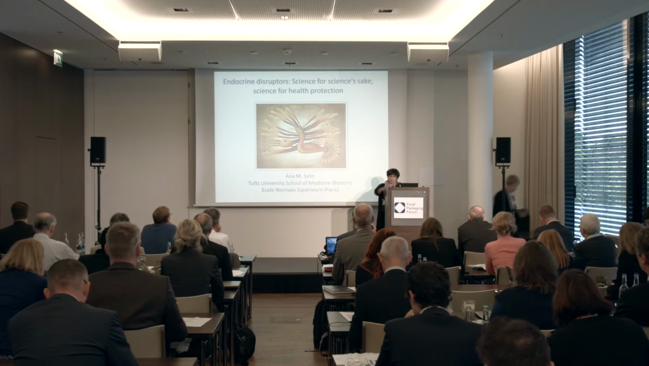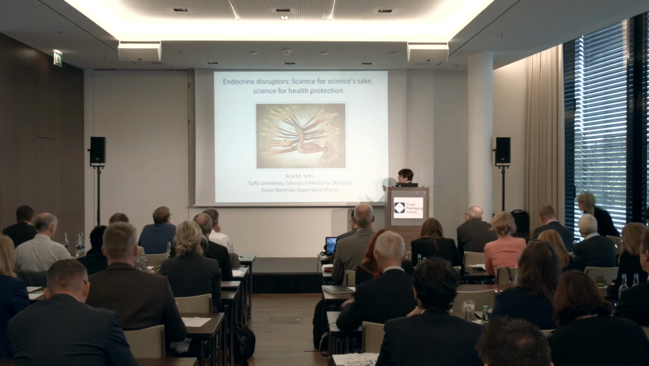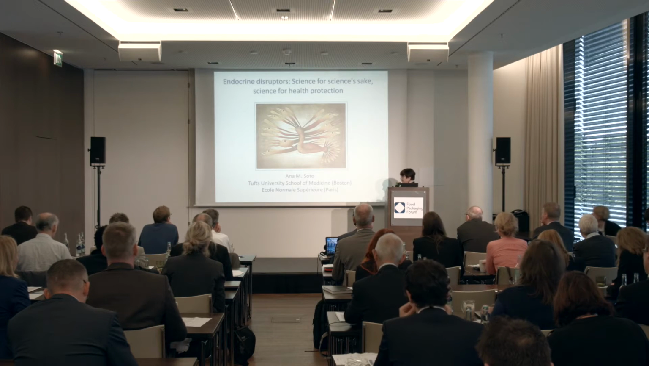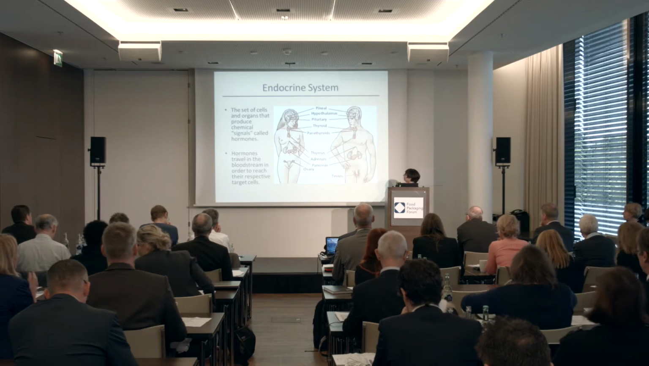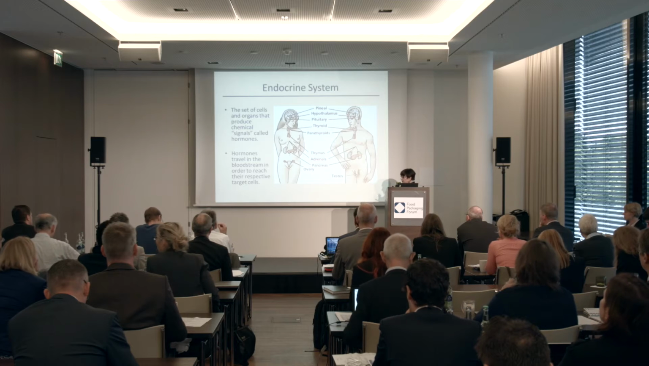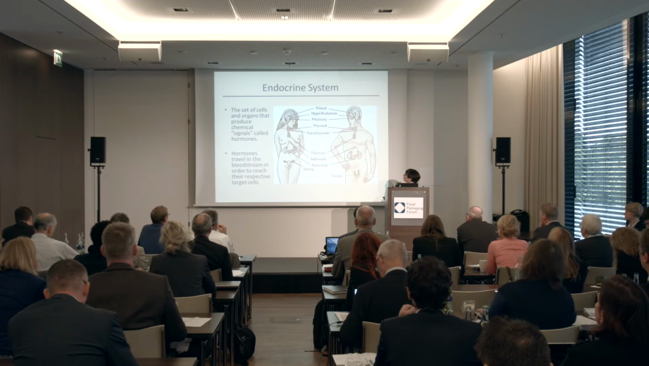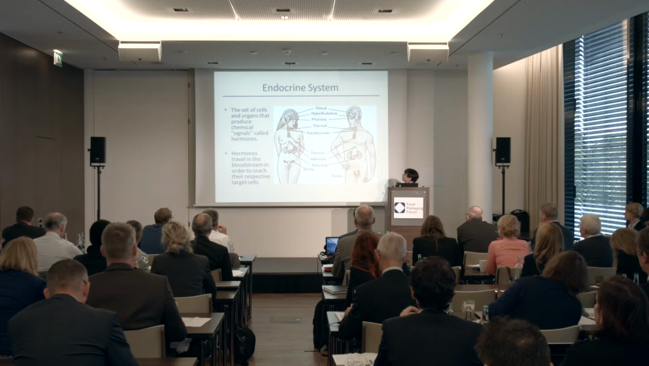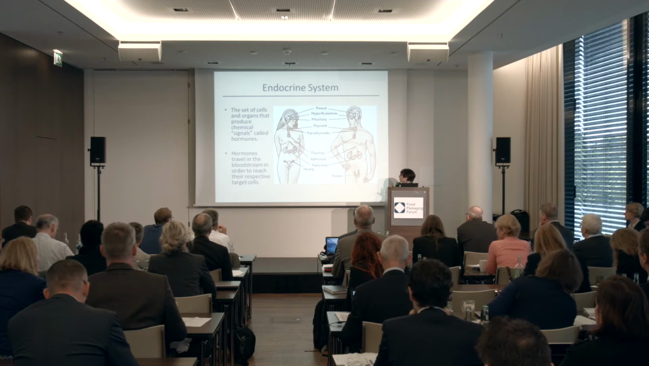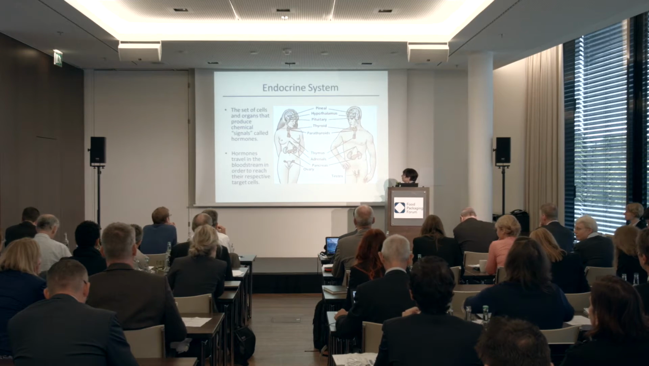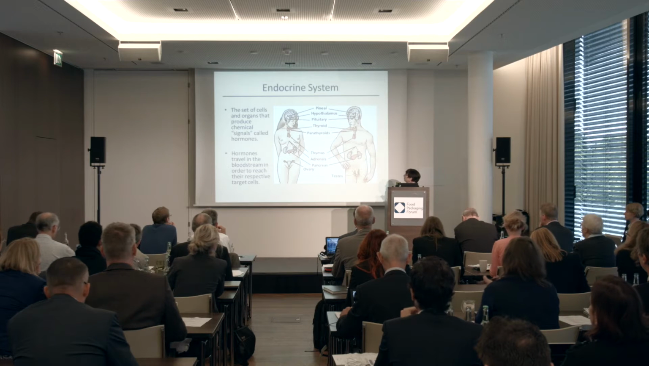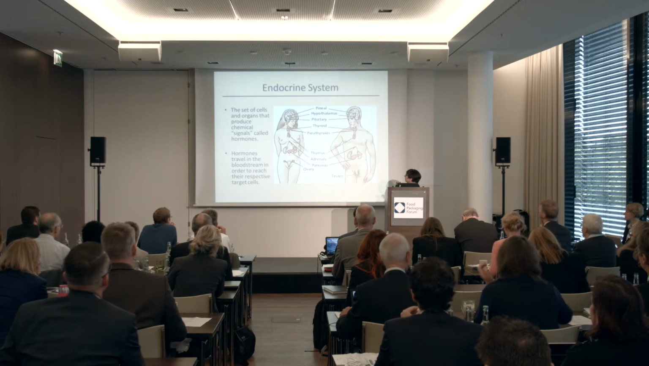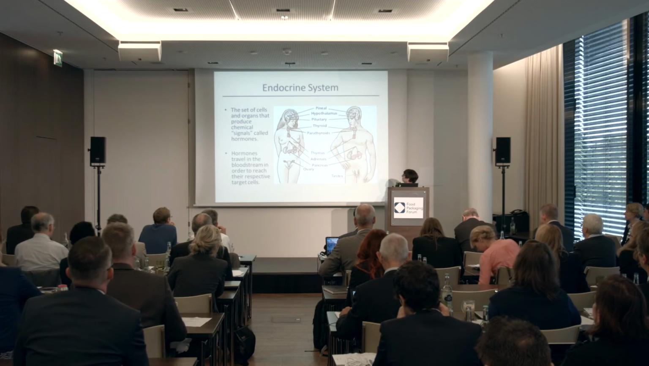So I will start from the very beginning. We are talking about the endocrine system. We say that the endocrine system is the group of cells and organs that produce chemical signals called hormones. Those hormones travel through the bloodstream in order to reach their respective target cells. So here you have the whole complex system.